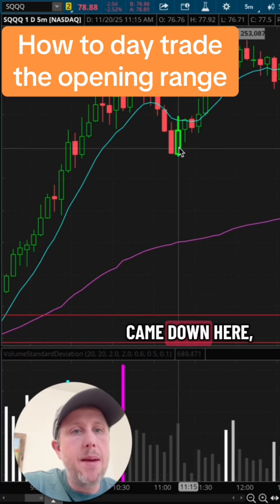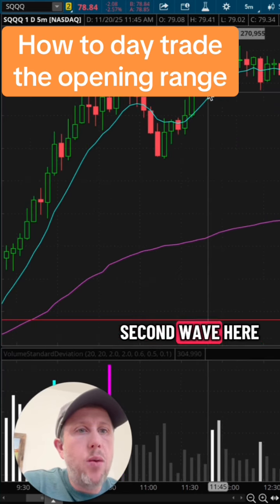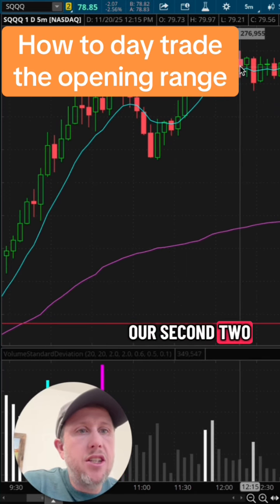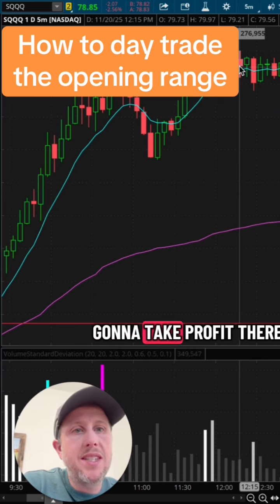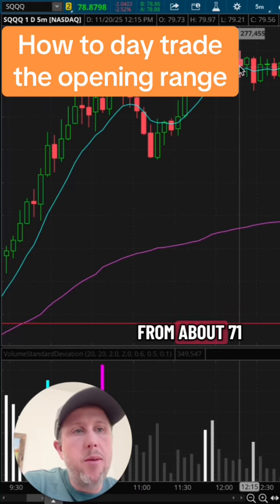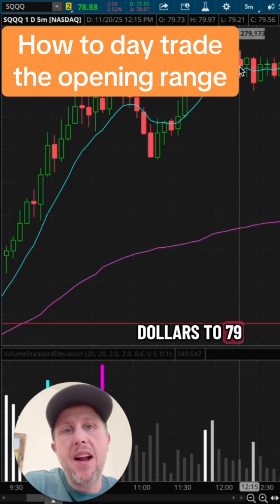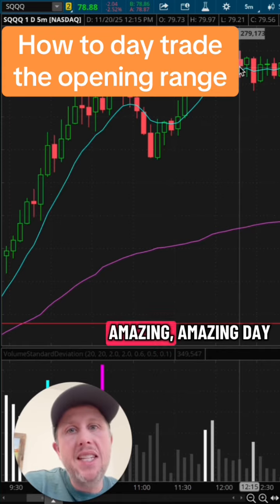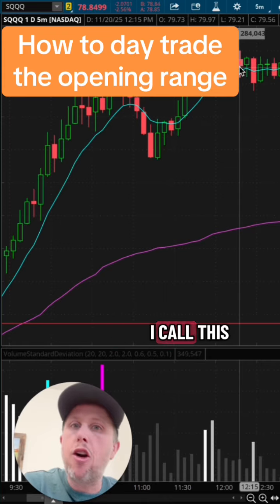And you can see that we came down here. We take the second wave here, and we get our second 2-bar close right here, so you are going to take profit there. This trade went from about $71 to $79.50 before you got out. Amazing day trade for you. I call this the bread and butter.